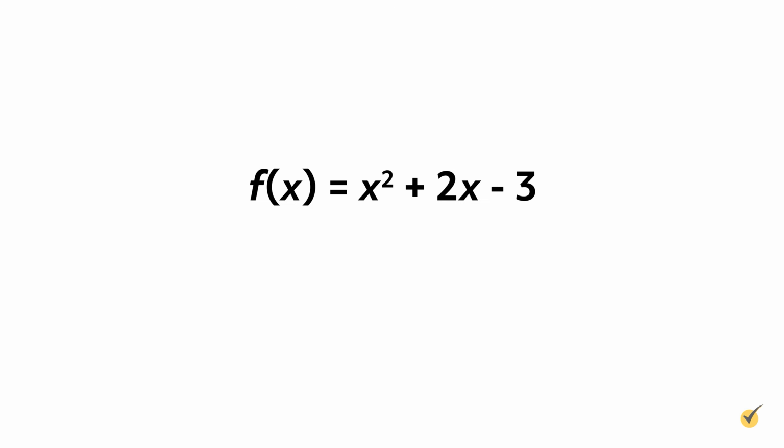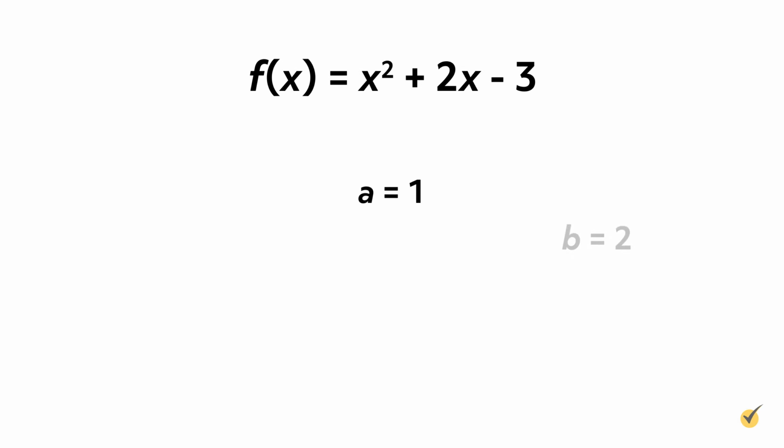Let's take a look at our sample function again so we can find a, b, and c. F of x equals x squared plus 2x minus 3. Remembering that a, b, and c are shown, or not shown if invisible, from left to right, we can find that a equals 1, b equals 2, and c equals negative 3.